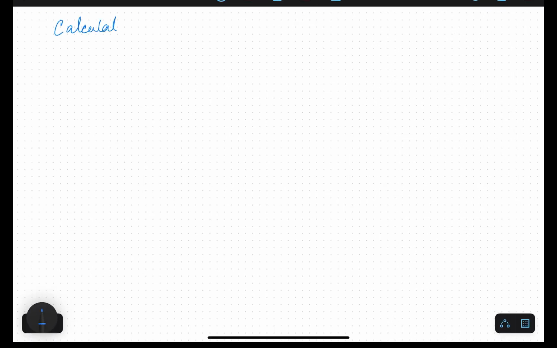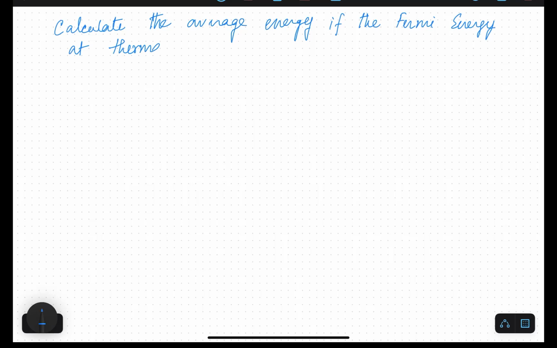Calculate the average energy if the Fermi energy at thermal equilibrium is 15 electron volt. So we have to calculate the average energy, and the Fermi energy is given.